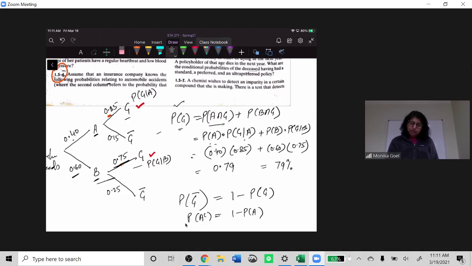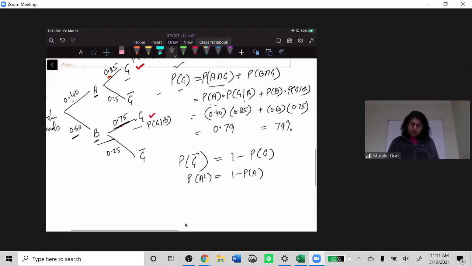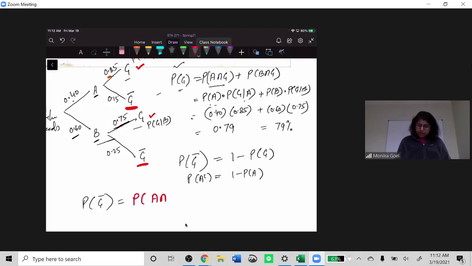Let's say you have not solved this part, then you do the same thing for the probability of non-germination. And when you are talking about non-germination, these are the two cases where the seeds will not germinate. So probability of A intersection seed will not germinate.